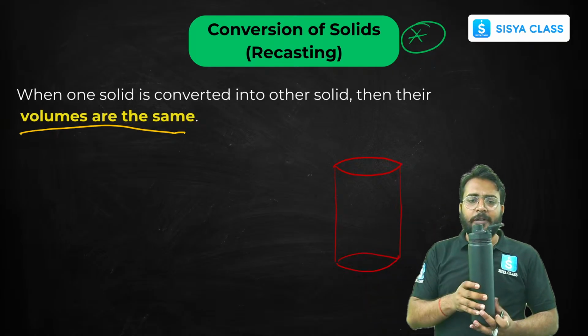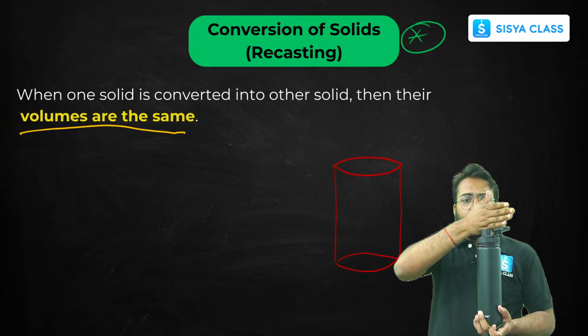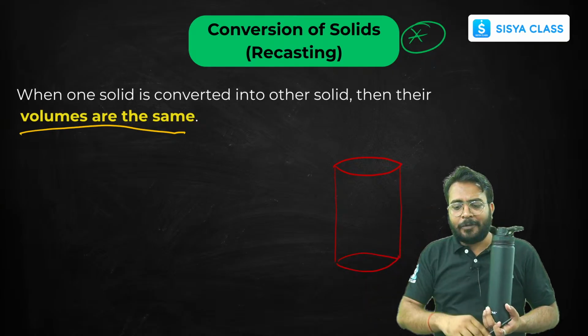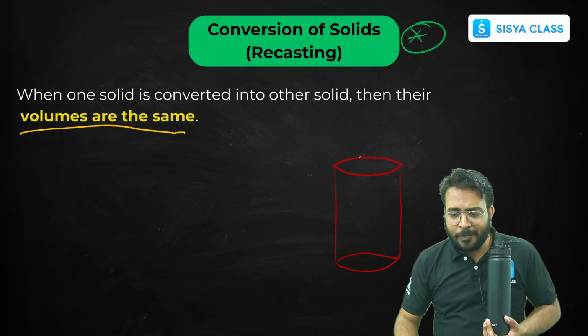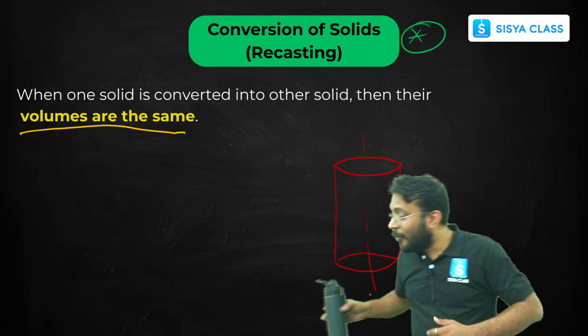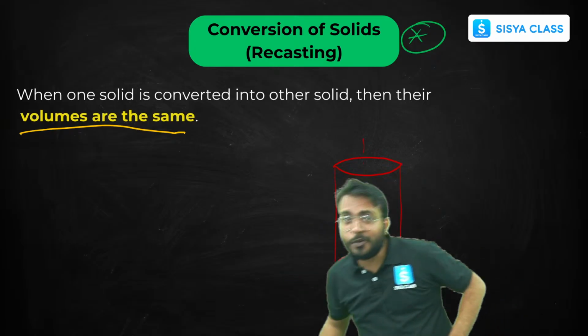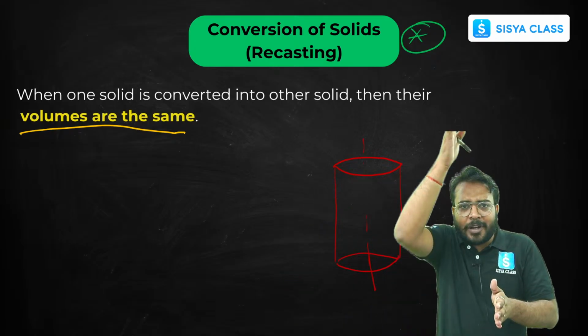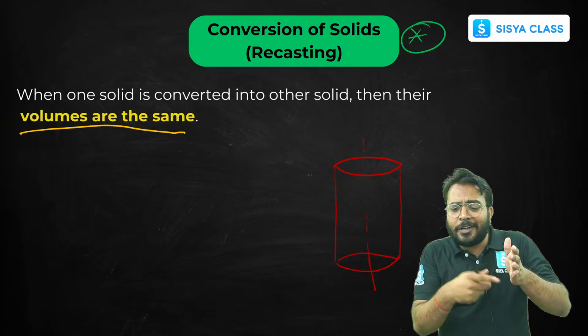Understood my point? Just imagine that you are having a cylinder. If I am going to cut it vertically, which shape will you have? Here you are going to have a shape of rectangle. Cross section. Sometimes they ask questions based on cross section also. When I cut it vertically, the cross section is going to be a rectangle.